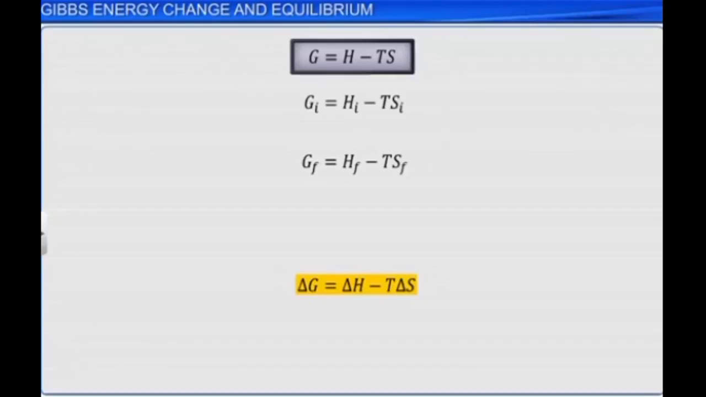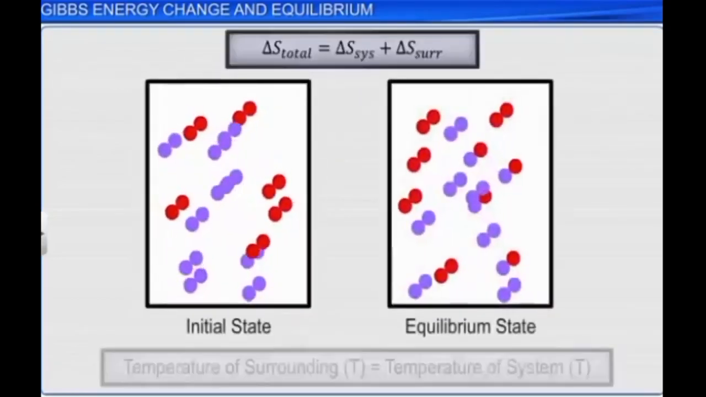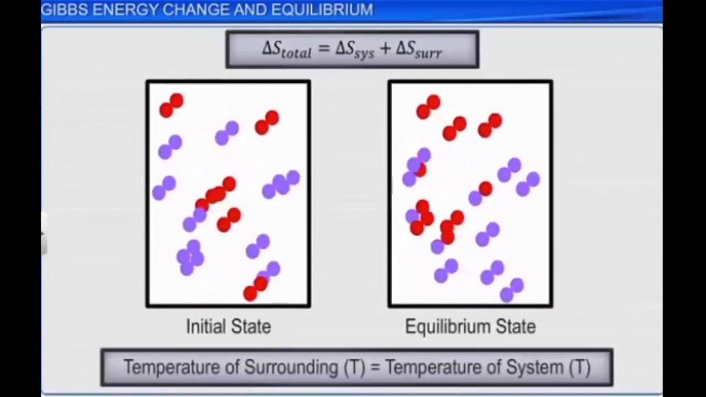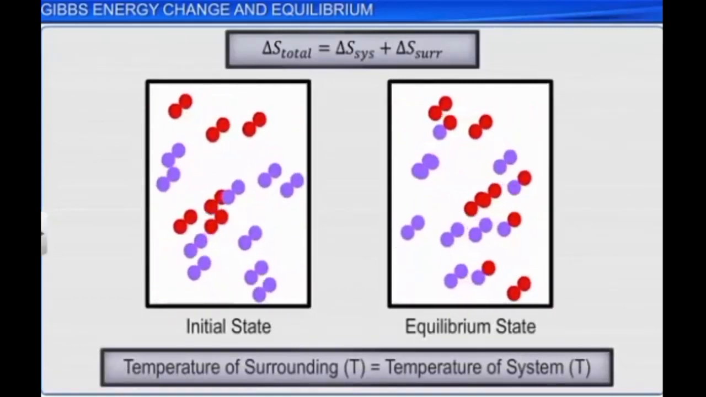We know that the total entropy change of a system which is not isolated from the surrounding is calculated as delta S total equals delta S system plus delta S surroundings. Let's consider a system in thermal equilibrium. The temperature of the surrounding will be the same as that of the system. We know that increase in enthalpy of the surrounding is equal to decrease in the enthalpy of the system.